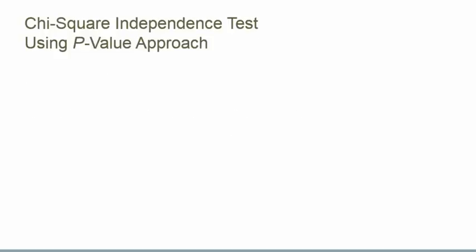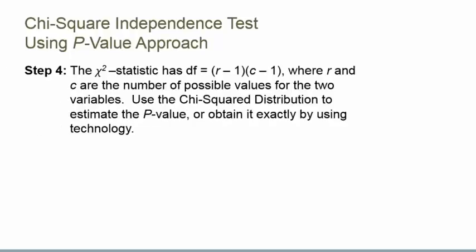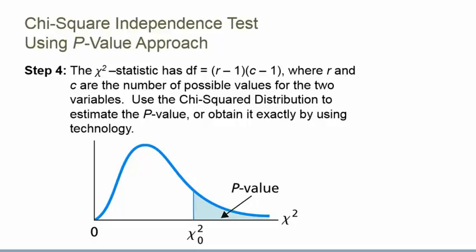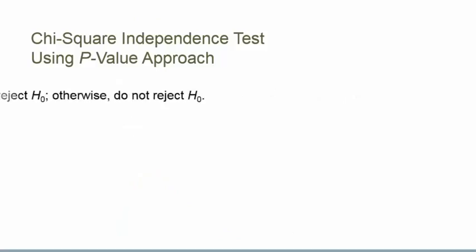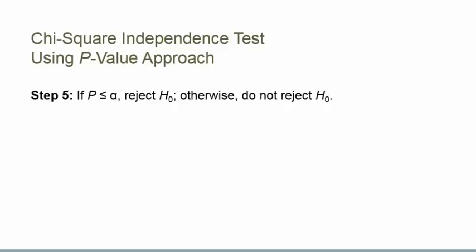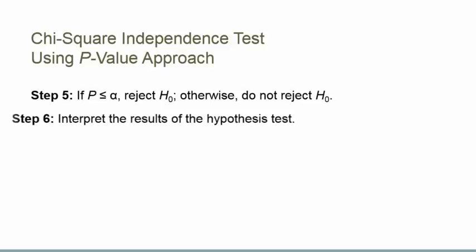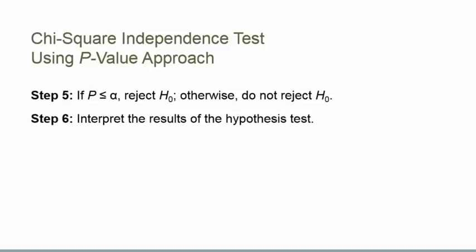Chi-square independence test using the p-value approach. Step 4. The chi-squared statistic has degrees of freedom equal to (R minus 1) times (C minus 1), where R and C are the number of possible values for the two variables. Use the chi-square distribution to estimate the p-value or obtain it by using technology. Chi-square sub 0 is our test statistic, and the p-value is the area to the right of the test statistic. Step 5. If p is less than or equal to alpha, reject H sub 0, otherwise do not reject H sub 0. Step 6. Interpret the results of the hypothesis test.